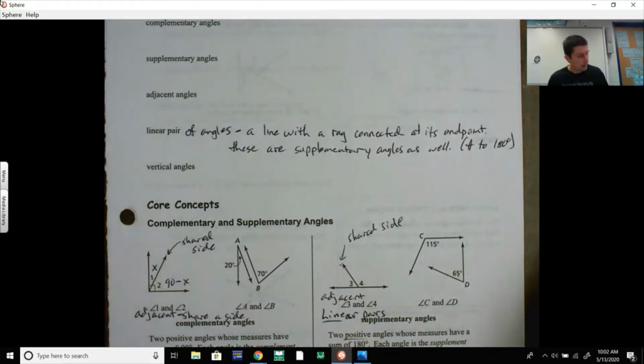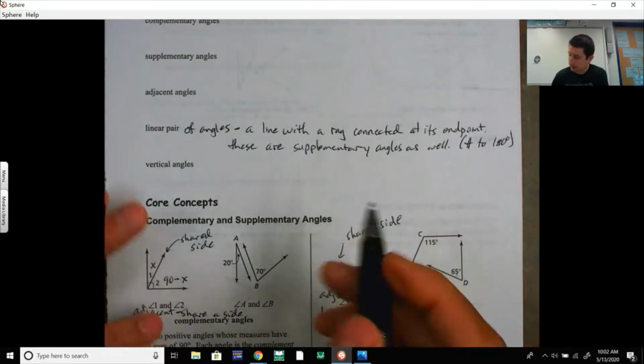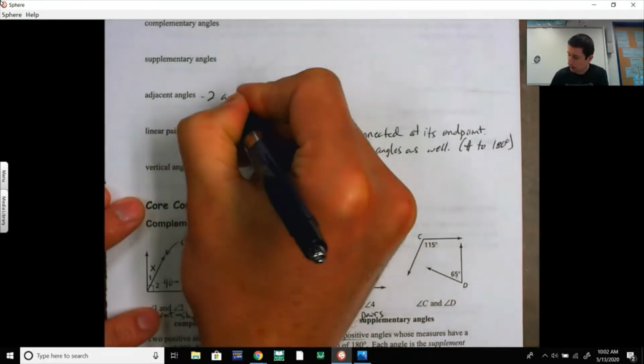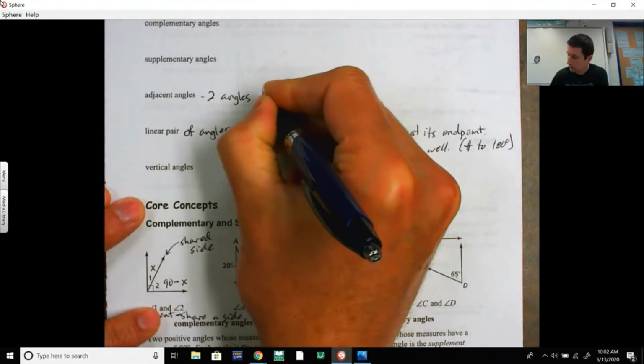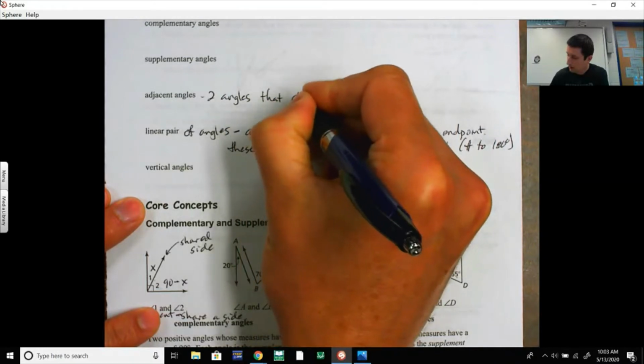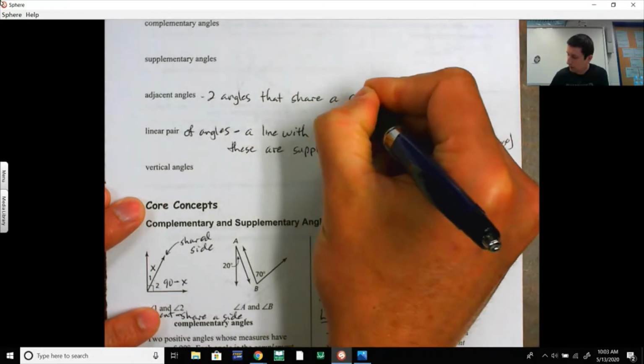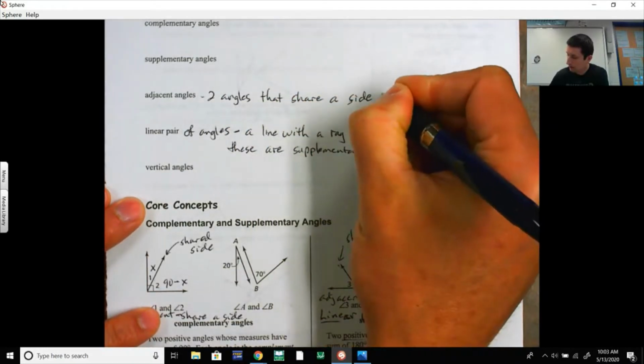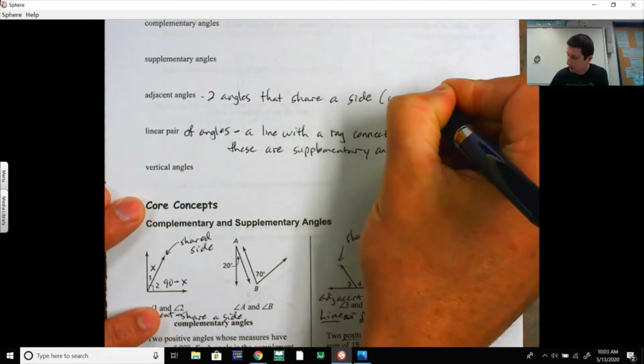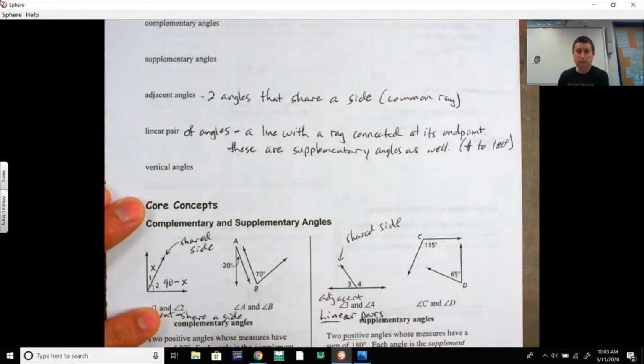Adjacent angles are 2 angles that share a side. Remember, the sides are the rays. So we can say they have a common ray. The sides are the rays. They have a common ray.